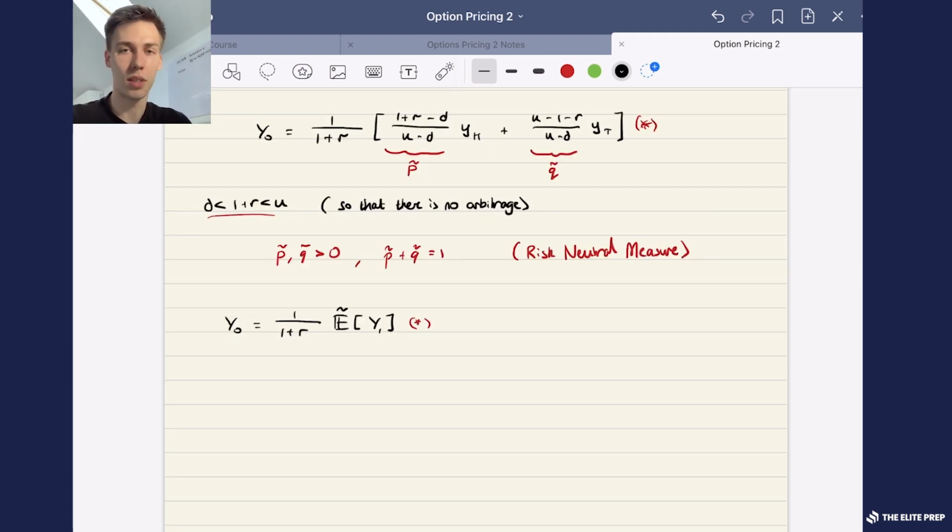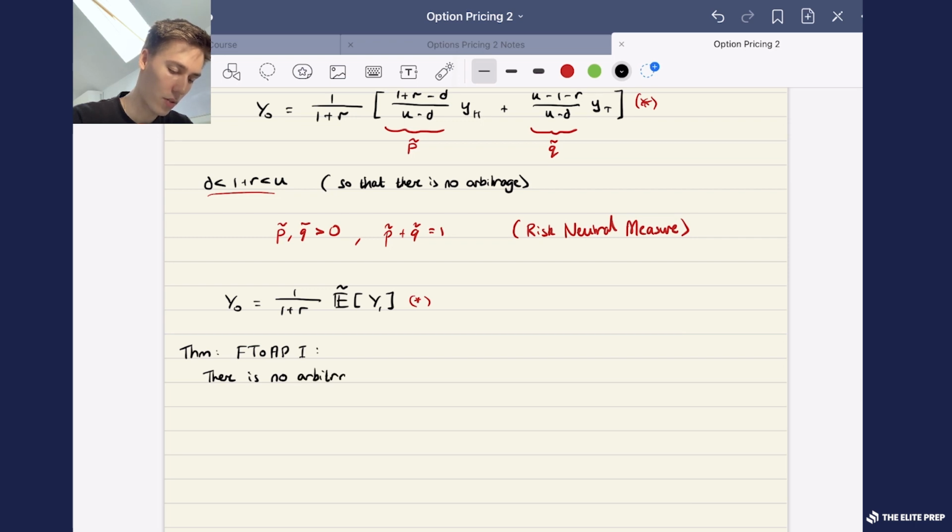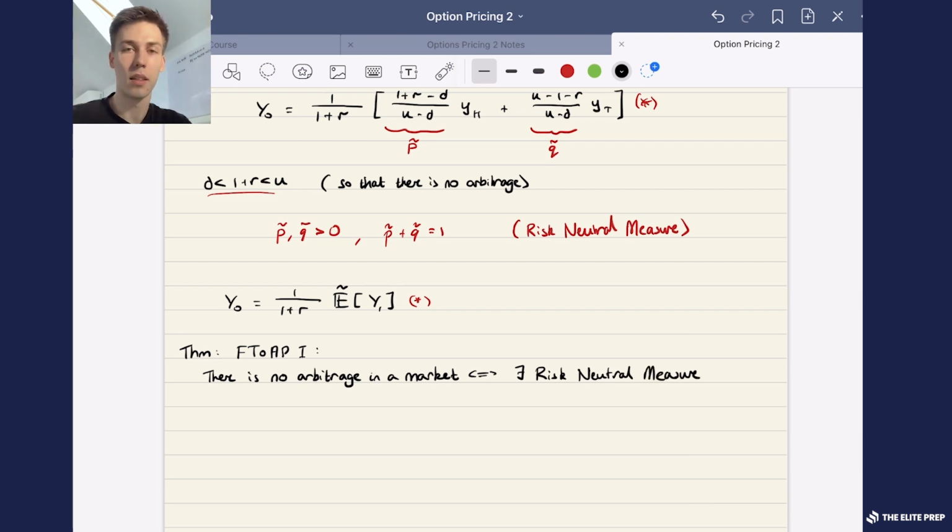Now is also a good time to introduce two important theorems in the theory of option pricing. The first one is called the fundamental theorem of asset pricing, and it states that there is no arbitrage in a market if and only if there exists a risk neutral measure. The second theorem, which I want to introduce, is the following.